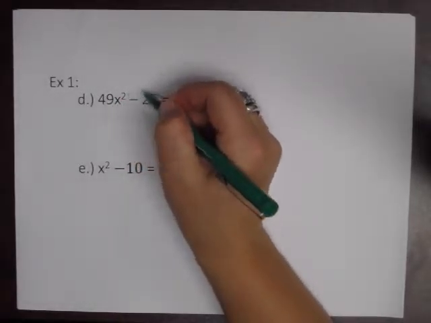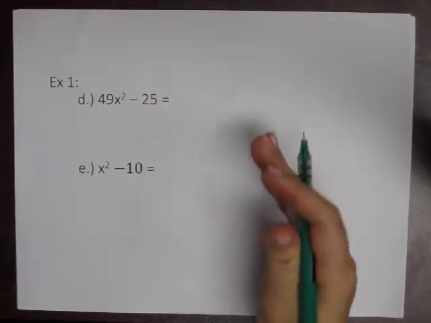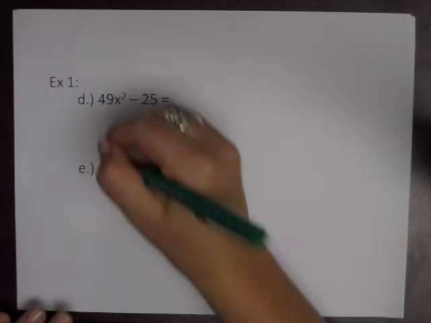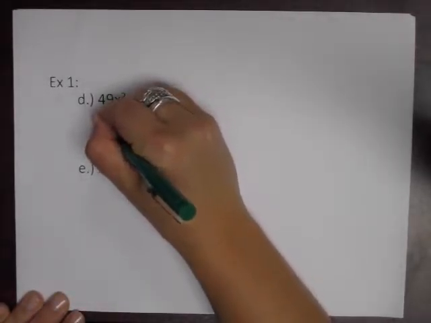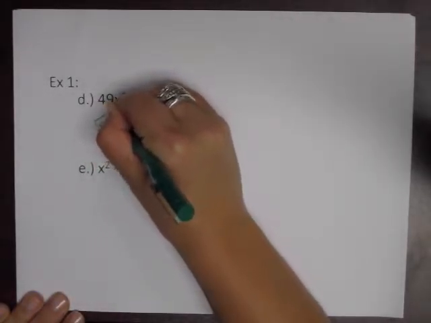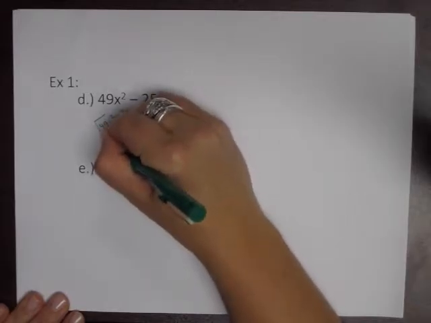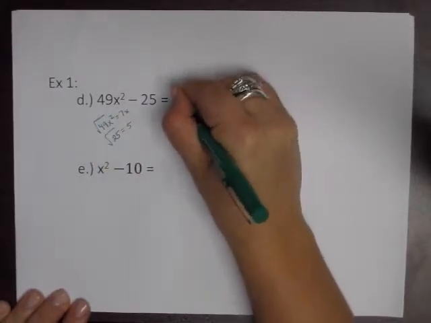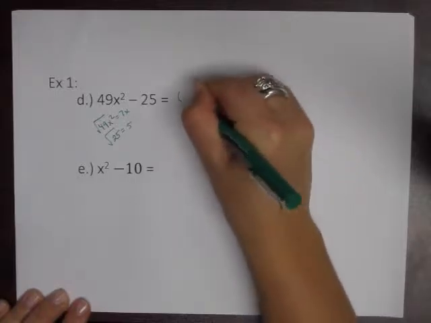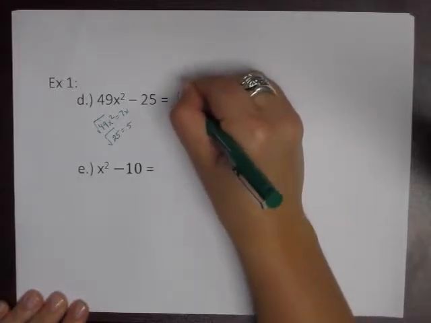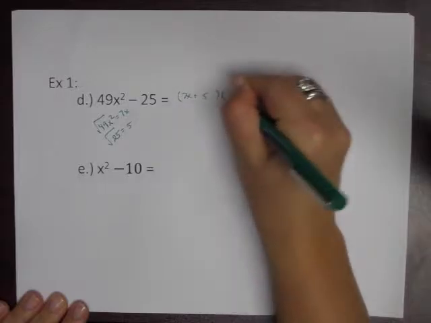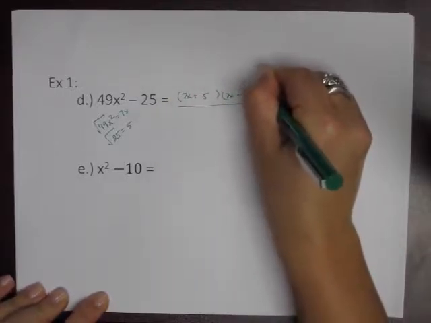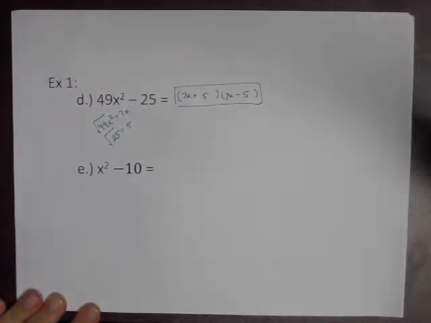Alright, so if I have 49x squared minus 25, the first thing I notice is that I am missing my b, and that it's a subtraction problem. So I'm going to take the square root of 49x squared, which will be 7x. Then I take the square root of 25, which is 5. I set up my parentheses, go plus minus: 7x plus 5, 7x minus 5, and then I box my answer.